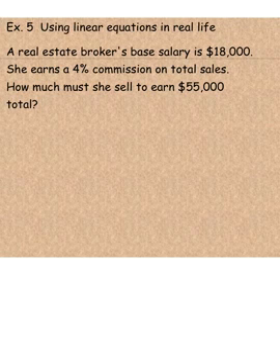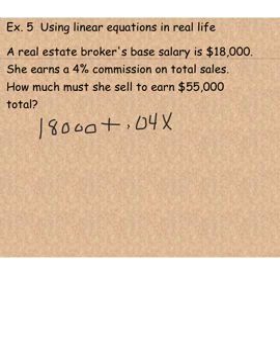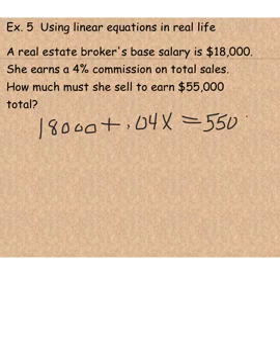So we'll start out with her base salary of $18,000, which is what she's guaranteed to make. Plus, she makes a commission, so she's going to get 4% times anything that she sells. So that's going to be 4%, which will be 0.04 times x. We don't know how much she's going to sell, but she'll get 0.04 times whatever she sells. And we're trying to figure out what that x value will be in order for her to make $55,000.